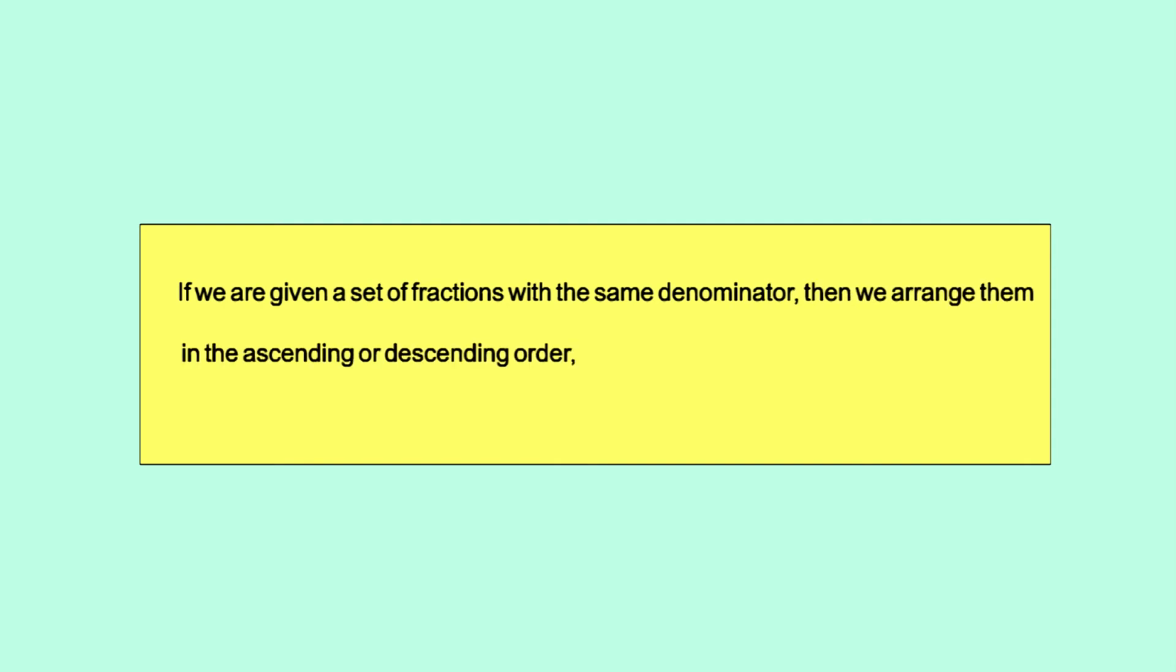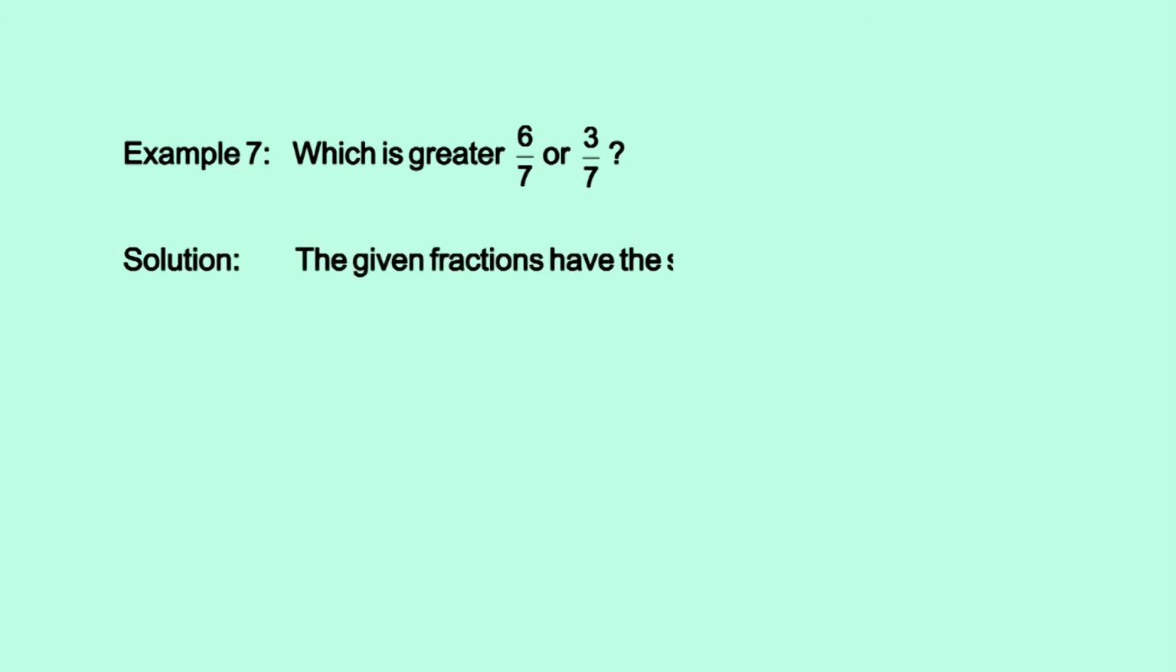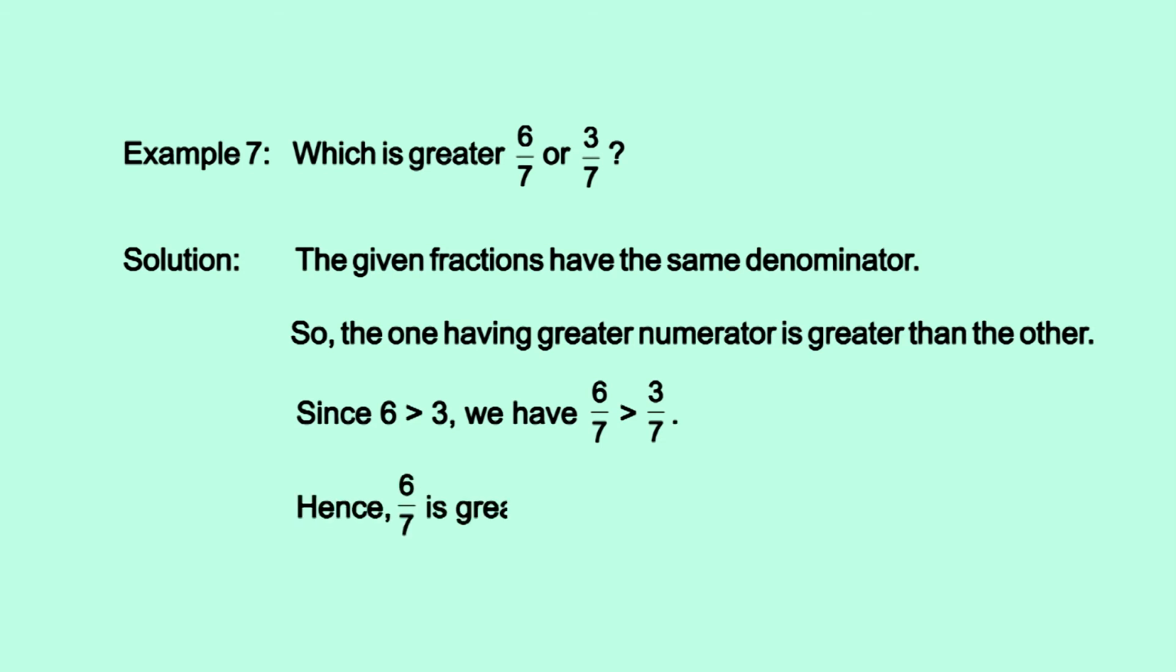If we are given a set of fractions with the same denominator, then we arrange them in the ascending or descending order according to the ascending or descending order of their numerators. Example 7. Which is greater, 6 by 7 or 3 by 7? Solution. The given fractions have the same denominator, so the one having greater numerator is greater than the other. Since 6 is greater than 3, we have 6 by 7 is greater than 3 by 7. Hence, 6 by 7 is greater than 3 by 7.